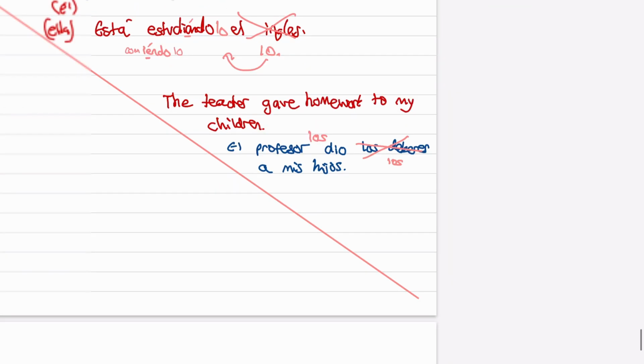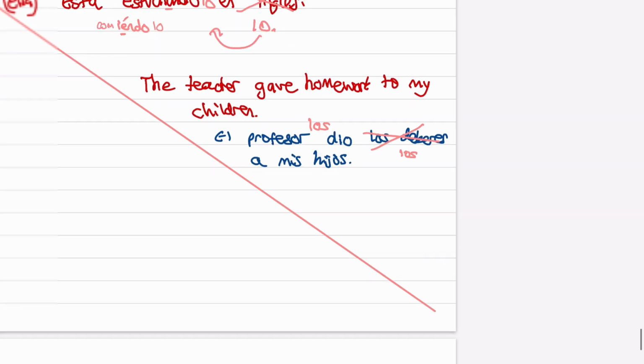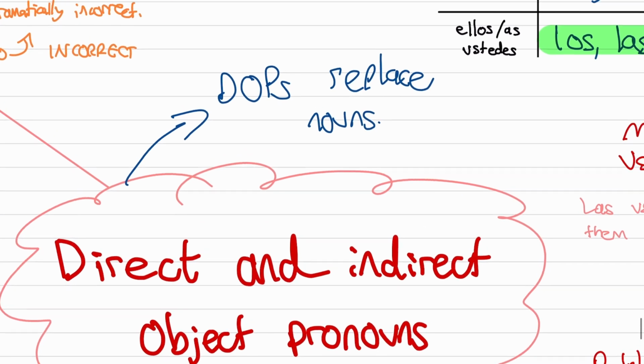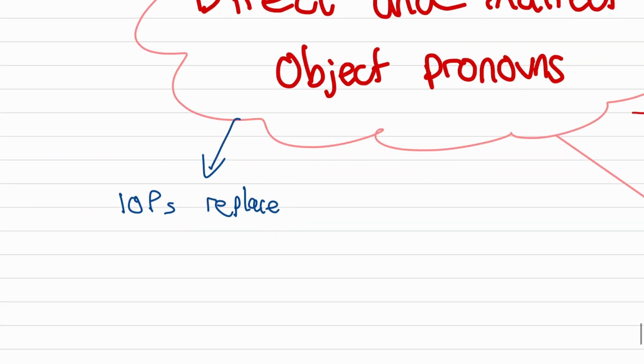Okay, now to go on to the other side, which is indirect object pronouns, let me tell you what these do. Let's use the acronym IOP, indirect object pronouns. Let's think of replacing again. So the direct object pronouns replace nouns. In this case, IOPs, indirect object pronouns, replace to who, or for who, the verb, let's say the verb is done.